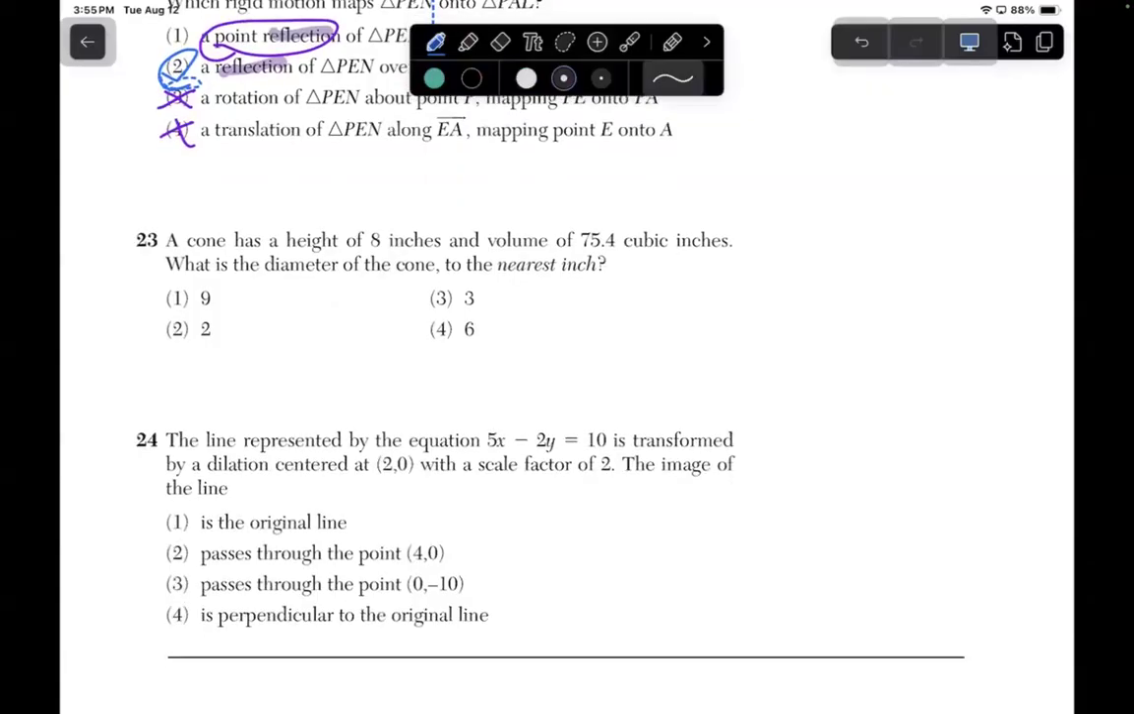Okay. A cone has a height of 8 and a volume of 75.4. What is the diameter of the cone? Well, the volume of a cone is 1/3 pi r squared h. They told me the volume, so I'm going to go ahead and plug that in. And they told me the height, so I'm going to plug that in and solve for r.